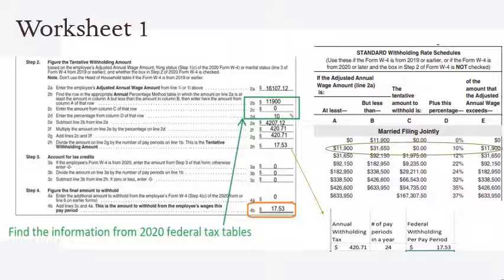And so now we have to account for the tax credits, and in this case, this employee did not have any. And so we have to figure out the additional amount to withhold, and there's no additional amount that this employee wanted withheld from his paycheck, so that amount is 0 for this line. And so that equals a total withholding amount of $17.53 for this employee per paycheck.